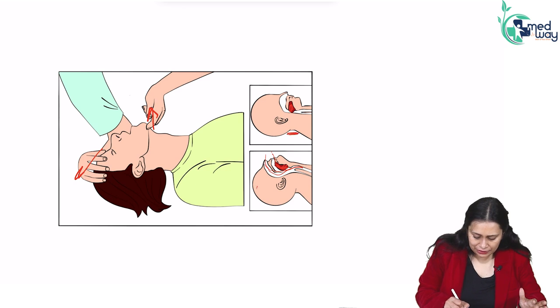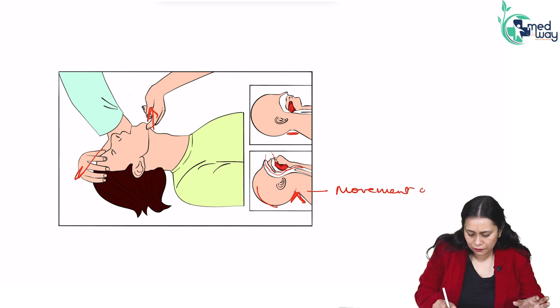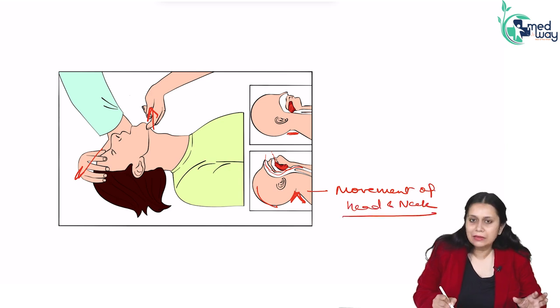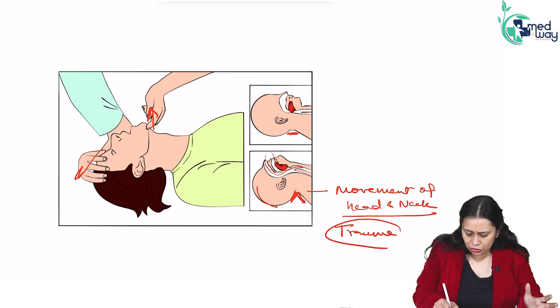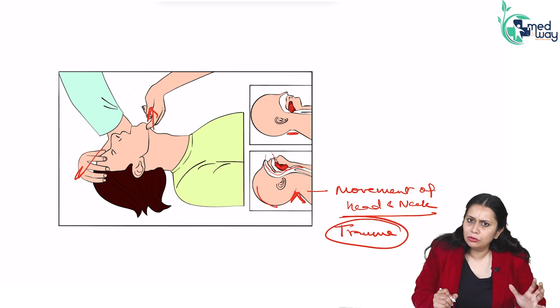Now this head is tilted backward, head tilt. So there is movement of head and neck, movement of head and neck joint, right? In case of a cervical injury patient, a trauma patient, this movement can be injurious. In a trauma victim, we don't want the head and neck to move.